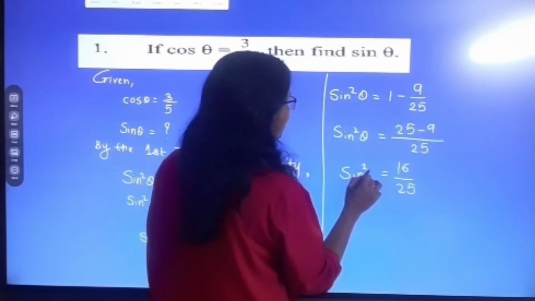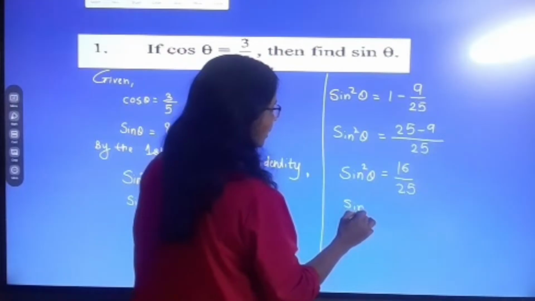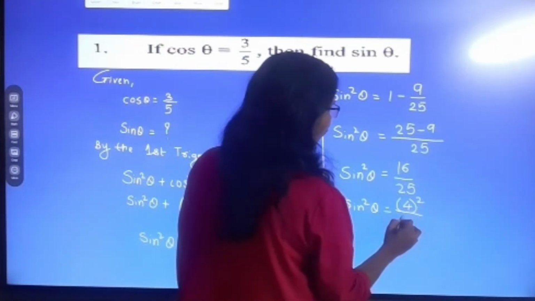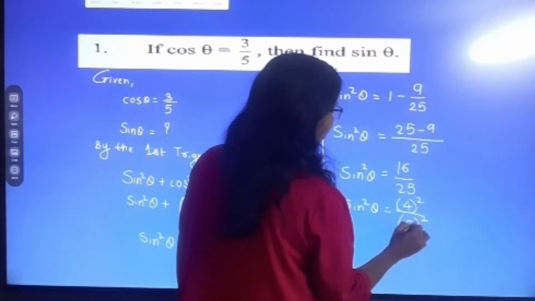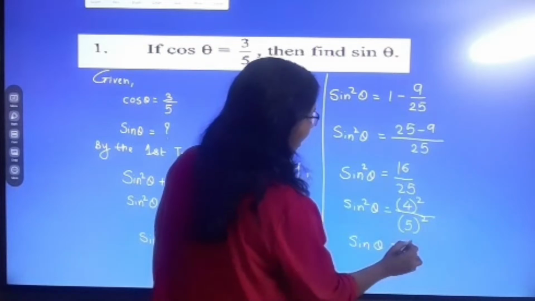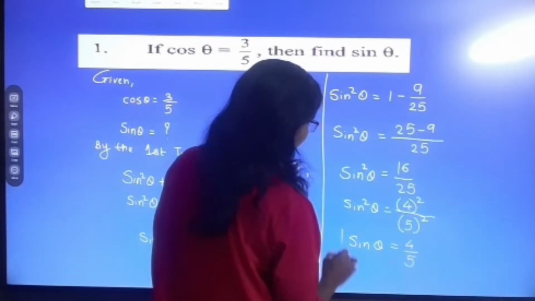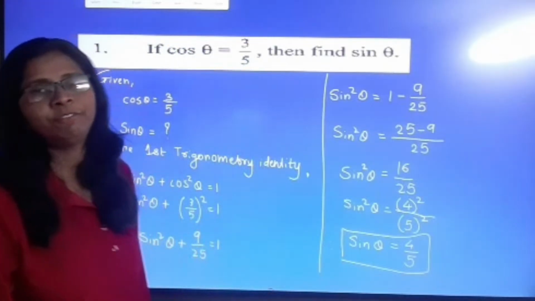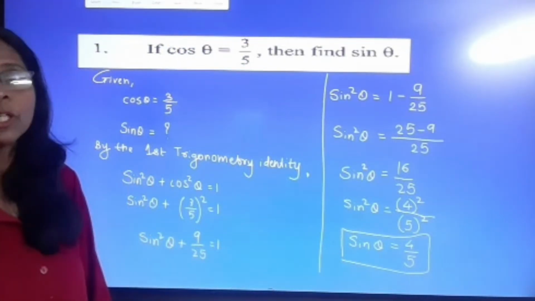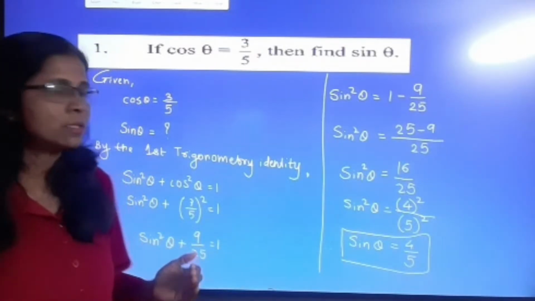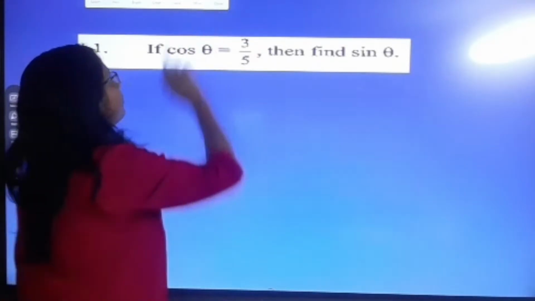And that means now sin square theta is equal to the square of 4 upon the square of 5. So taking square root on both the sides, we get sin theta is equal to 4 upon 5. Okay students, sin theta is equal to 4 upon 5. So in such a way we can find it by using the identity. Proper identity, students.